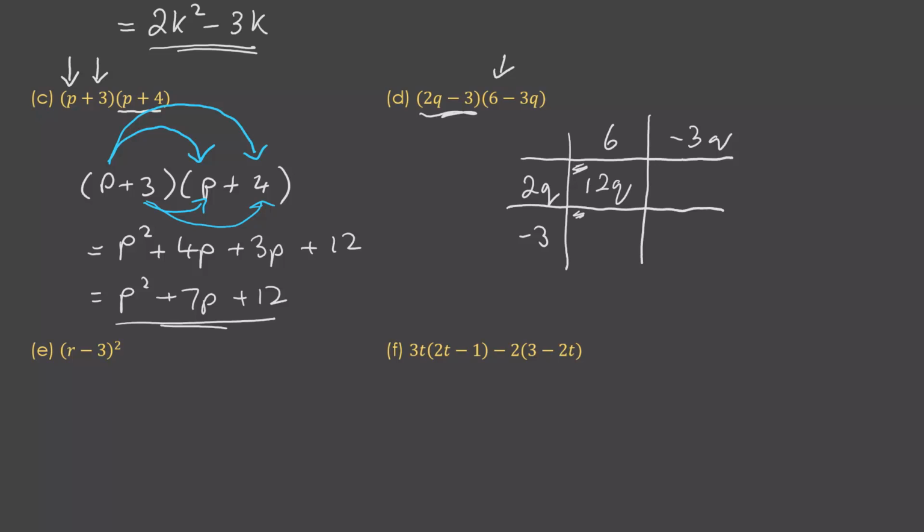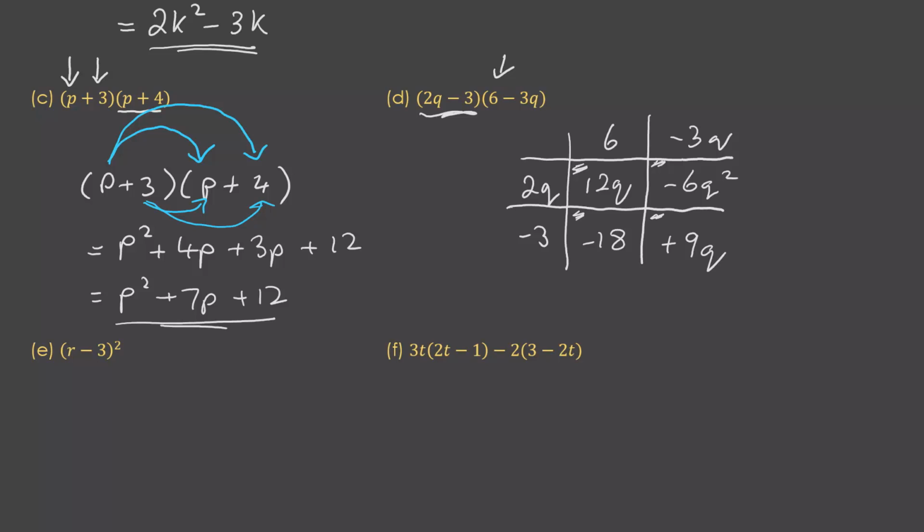In the bottom box just here, I'm going to do 6 times negative 3, which is negative 18. In this box up here, I've got 2q times negative 3q. That's negative 6q squared. And then in the bottom box, we've got negative 3q times negative 3, which is positive 9q.